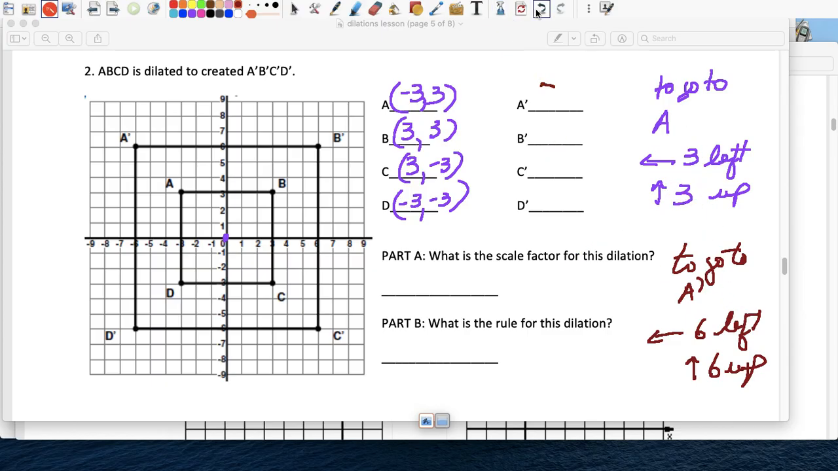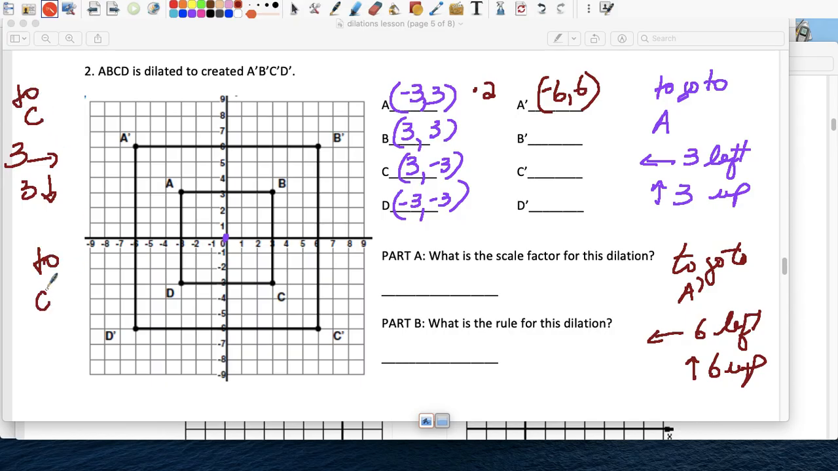So we can write that instead of negative 3, 3, the scale factor here is times 2. So we're going to multiply everything by 2, so negative 6, 6. And you know what, let me do one more point. Let me pick point C. To go to point C, we go 3 to the right, and then 3 down. Right? 3 to the right, and then 3 down. So this is to C.